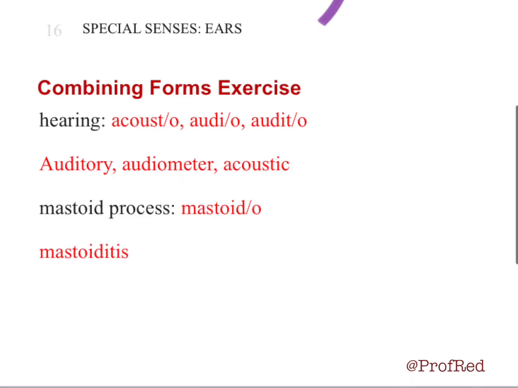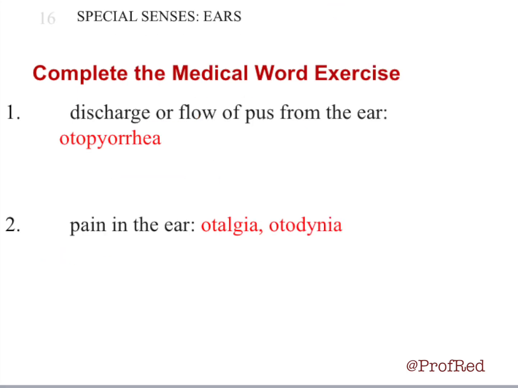Okay, so let's add more terms to our list. The combining forms for hearing are acousto, like acoustics, audio, like audiometry, and audito, like auditory. Okay. And then we have the mastoid process, which is the bone behind the ear. Oftentimes, when there is a very complicated, severe otitis or inflammation, it can actually go to the mastoid and can result in mastoiditis.